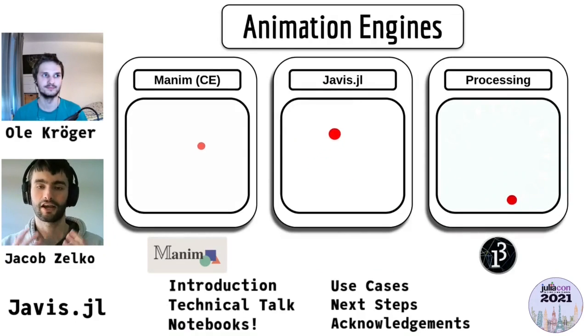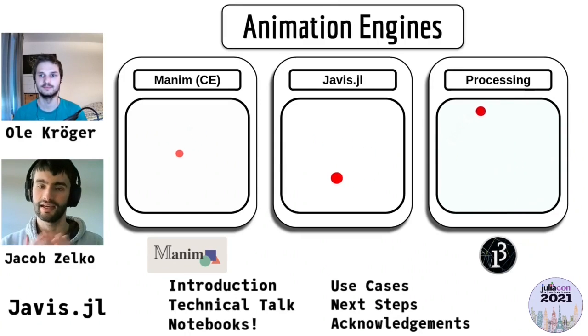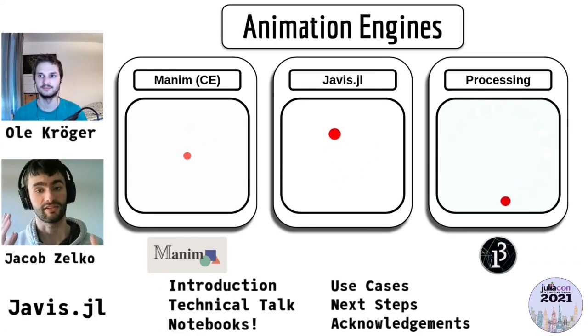Moving forward, three common animation engines are the Manim Community Edition, Javis.jl, and Processing. Seen here are three GIFs which are highly similar, and in the following slides we'll cover the code used to create these three similar GIFs as they relate to the animation engines. Keep in mind, Manim is written in Python, Javis in Julia, and Processing in Java.